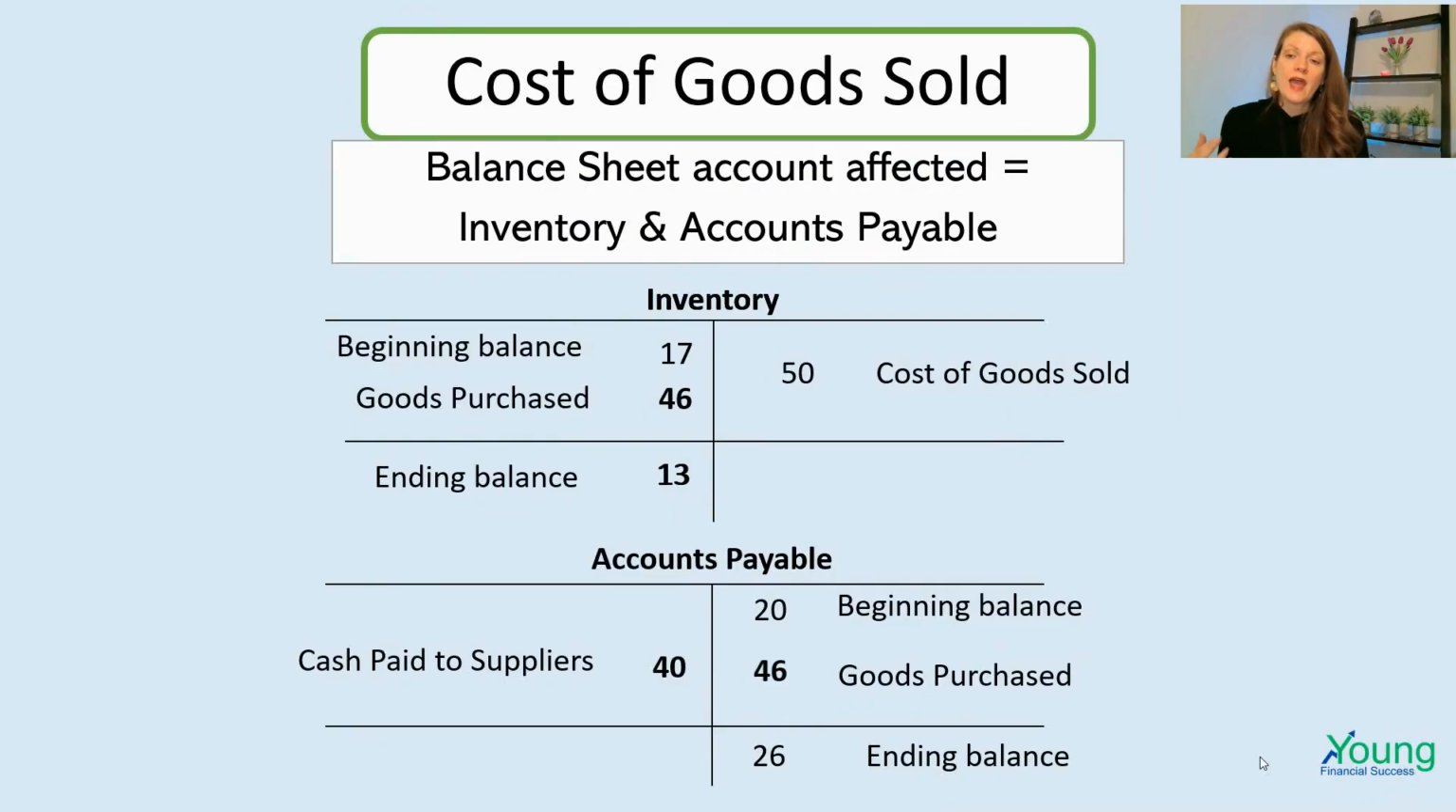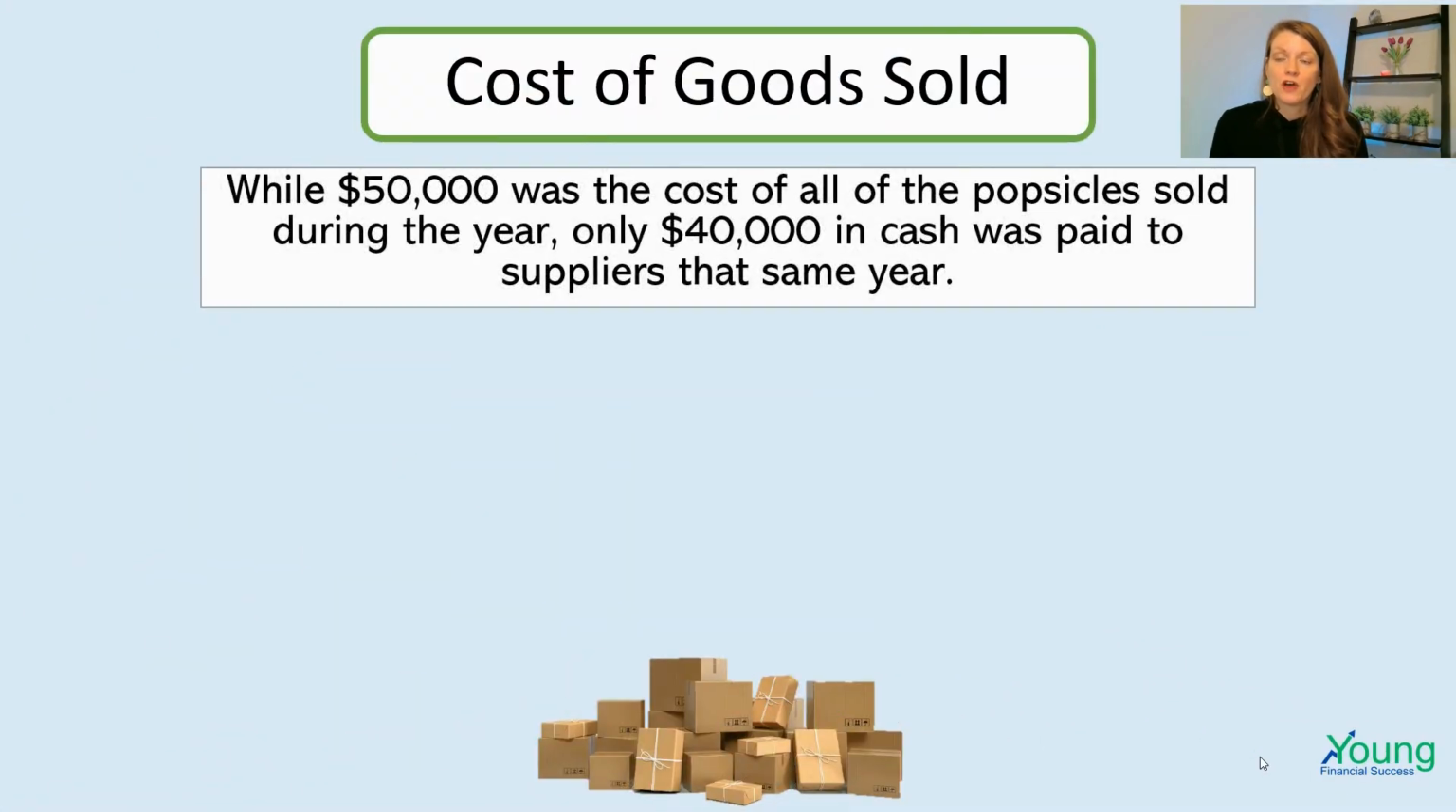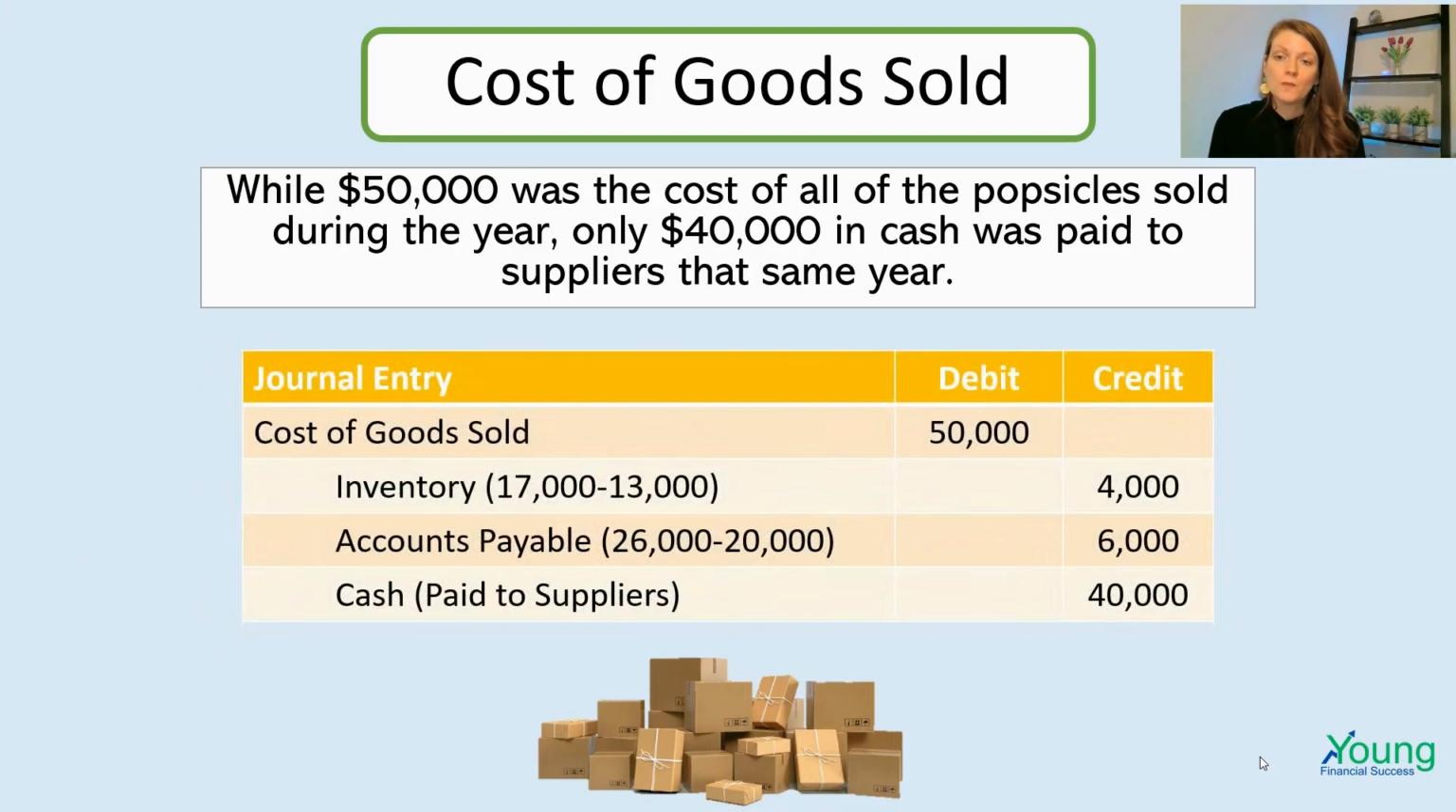Or we would look at it as, for the indirect method, hey, we haven't actually paid for all of this yet. So let's look at our journal entry for the cost of goods sold. While 50,000 was the cost of the popsicles sold during the year, only 40,000 in cash was paid to suppliers that same year. So we have cost of goods sold.